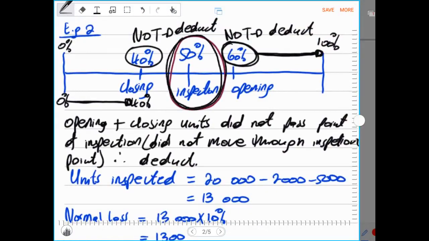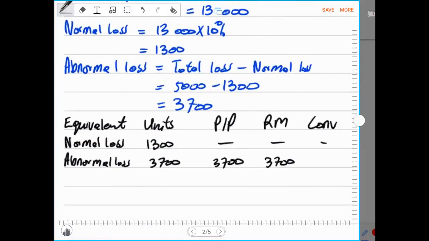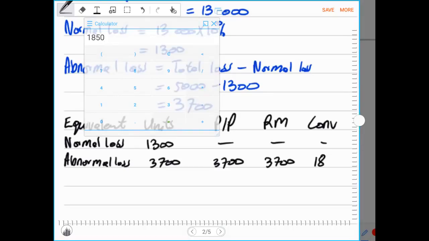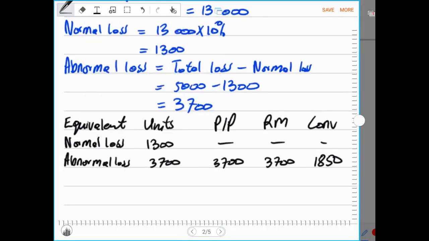That means only 50% will be allocated as the loss in terms of the conversion cost, because conversion costs are incurred uniformly. That will be 3,700 times 50%, and that will give us 1,850 units that will be allocated as the loss in terms of conversion cost, because when the units were 50% complete, they were inspected and the loss was identified. Therefore, now only half will be allocated in terms of conversion cost.